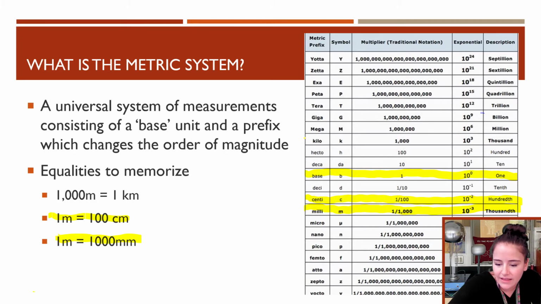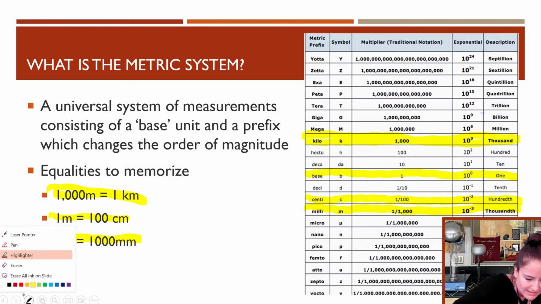And then kilo, an easy way to remember that is think of your 5K likes on Instagram. If you got 5K likes, that means you got 5,000 likes, because kilo is the metric prefix which means 1,000, aka times 10 to the 3rd. So 1 kilometer means 1 times 10 to the 3rd meters. If you get 2K likes, you have 2 times 10 to the 3rd, or 2,000 likes. Okay, cool?